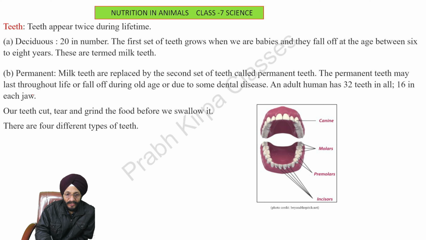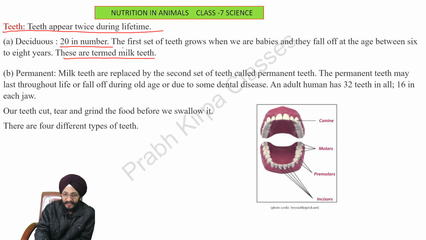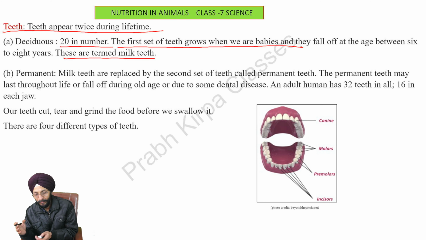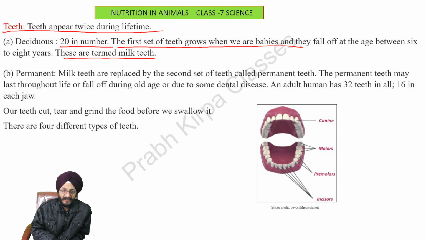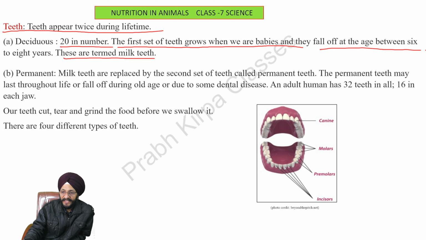Now we will also see different types of teeth. Teeth appear twice during our lifetime. First is deciduous teeth. They are also called milk teeth. They are 20 in number. The first set of teeth grows when we are babies. When we take birth, the teeth which come in our mouth are milk teeth, and they fall off at the age between 6 to 8 years.